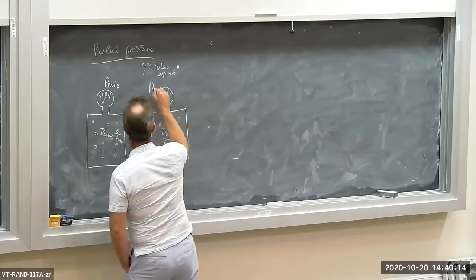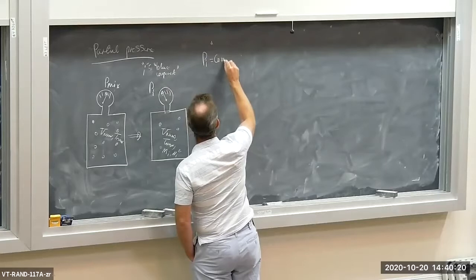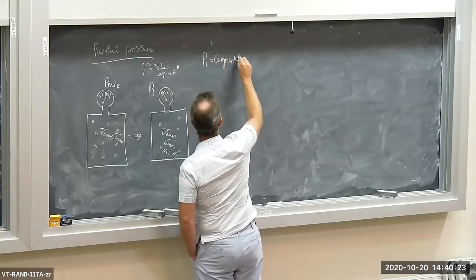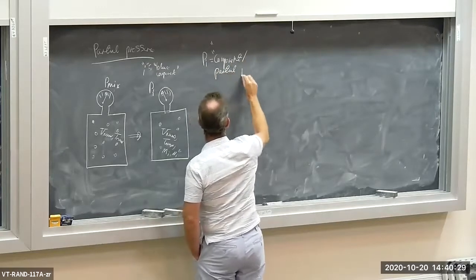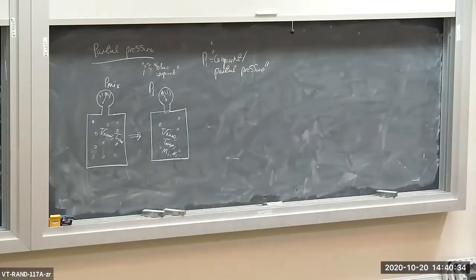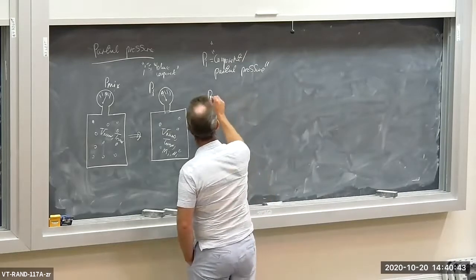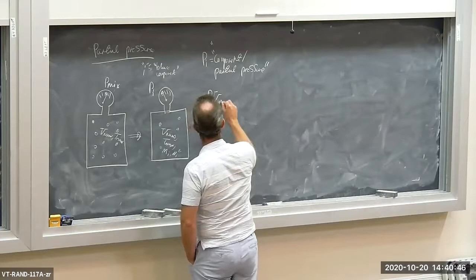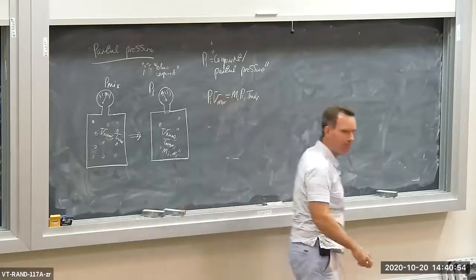So here's my P sub i. P sub i is the component or partial pressure. P sub i is called the component or the partial pressure. And the partial pressure obeys the ideal gas law if it's an ideal gas mixture. So note, P sub i V mix is equal to m sub i R_i T mix. Okay? All right?